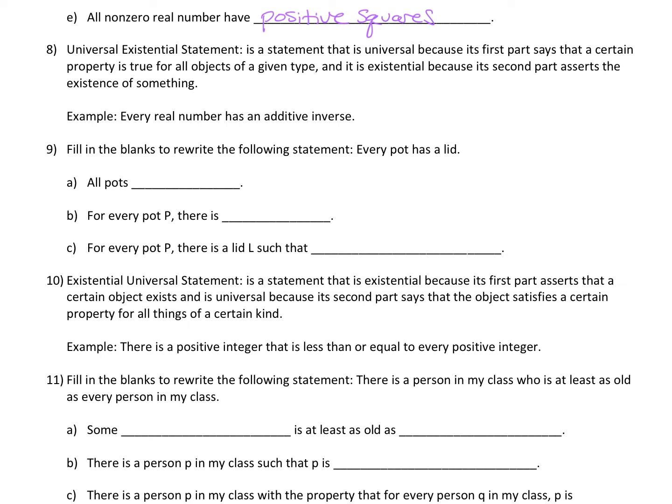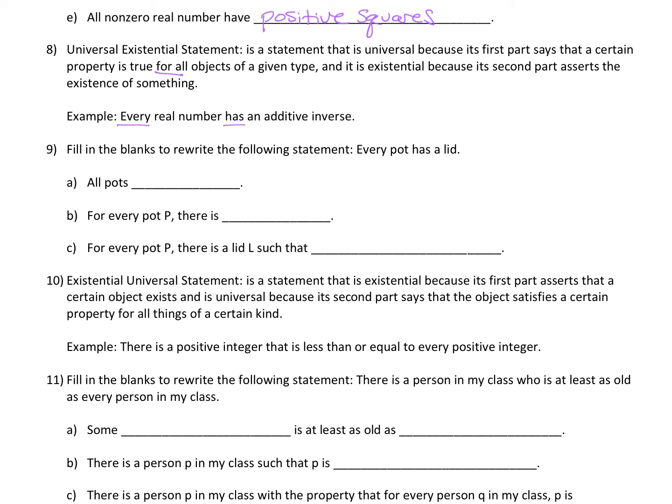Okay, another combination is the universal existential statement. This is a statement that is universal because its first part says that a certain property is true for all objects, universal, and it's existential because it'll have a second part that asserts the existence of something. For example, every real number, so we're talking about all real numbers, that's universal, has an additive inverse. That suggests the existence of an additive inverse.